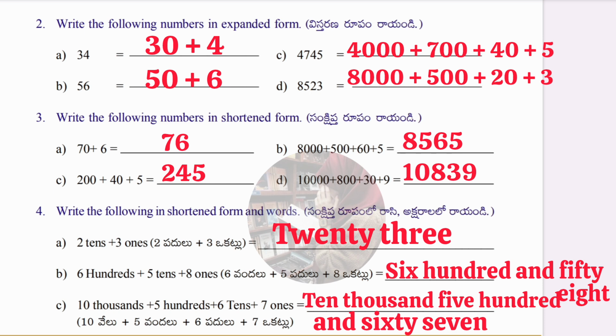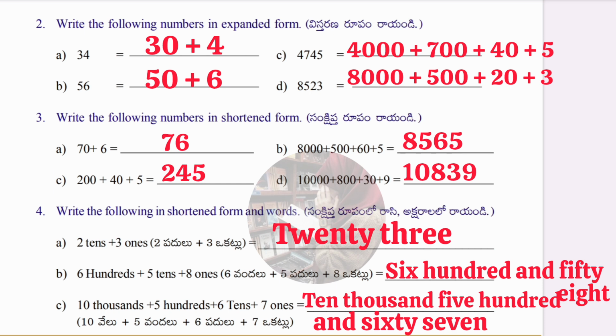Let's see the third Roman, which is write the following numbers in shortened form. Here they have given expanded form, and now we have to write it down in shortened form by combining both. First one is 70 plus 6 is 76. Second one, 8000 plus 500 plus 60 plus 5 can be written as 8565. Third one, 200 plus 40 plus 5 can be written as 245. Next, D, 10,000 plus 800 plus 30 plus 9 can be written as 10839.